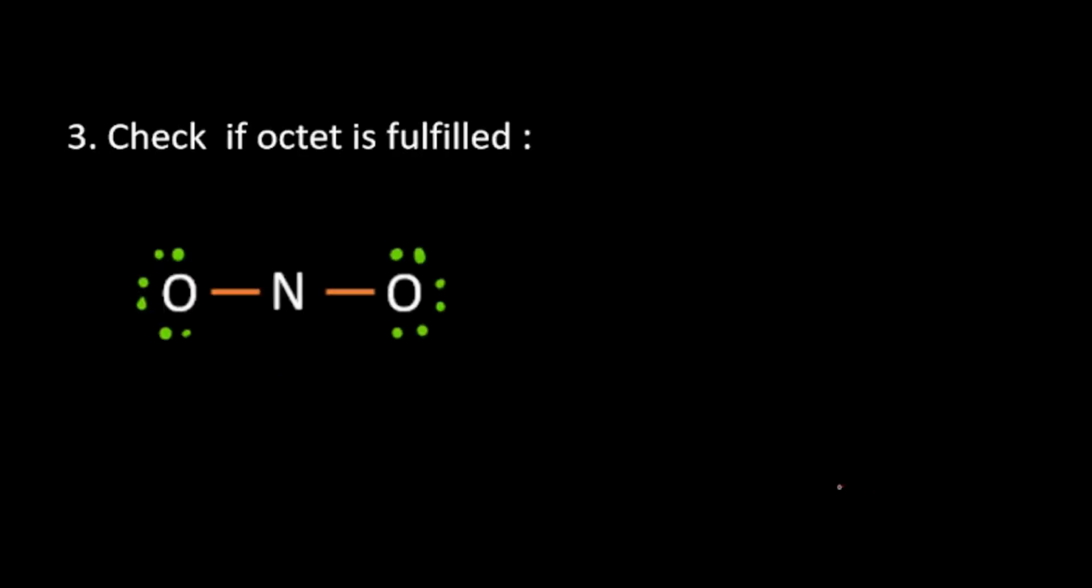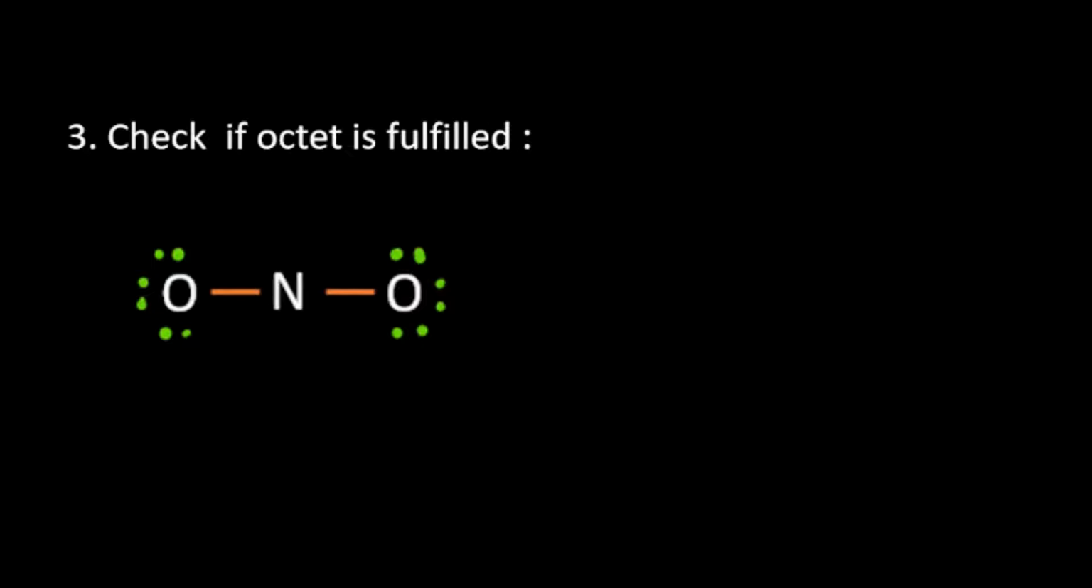Now in the third step, what you have to do is check whether octet is fulfilled for all the atoms. Here from this structure it is clear that octet is fulfilled for these 2 oxygen atoms, but what about nitrogen? There are only 4 electrons for nitrogen. It needs 4 more electrons to complete the octet. So how can you solve this problem?